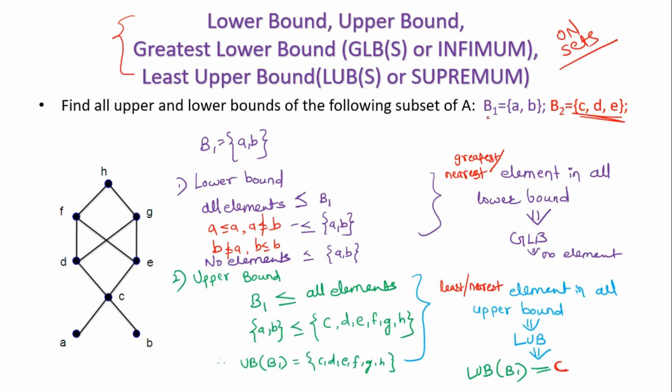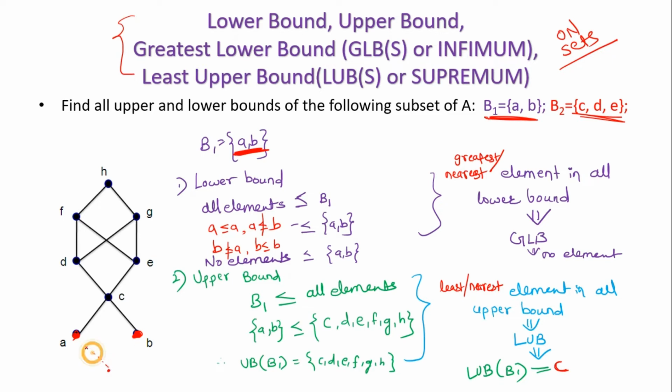Now the first set is B1, which is a, b. Now we have to find all these four things. For the a, b pair, what will be the lower bound? We take the a, b vertices. What do I have to check? Lower bounds are the points through which there exists a path going to both these vertices.